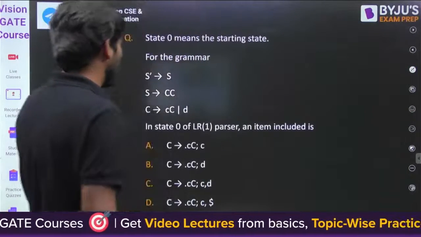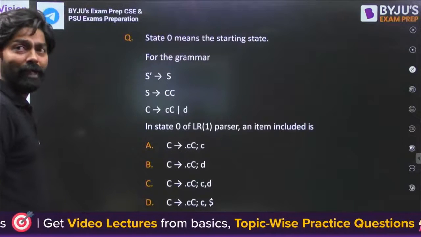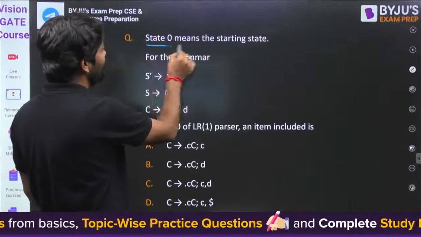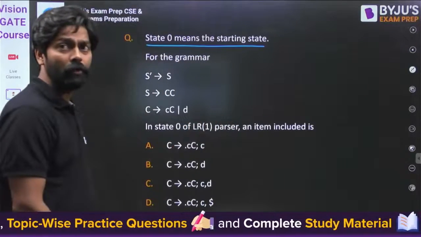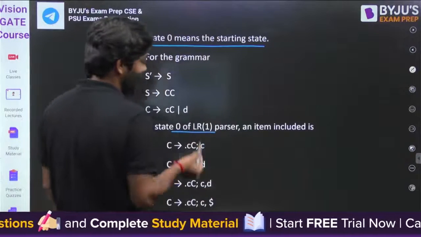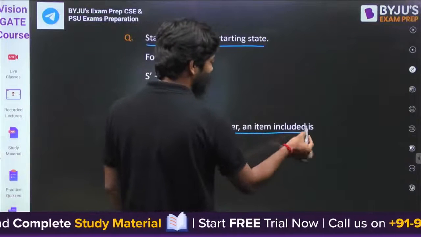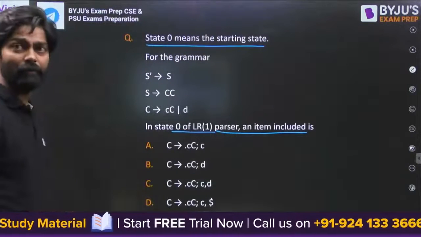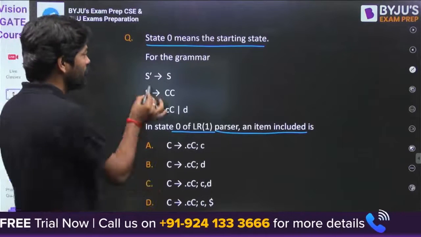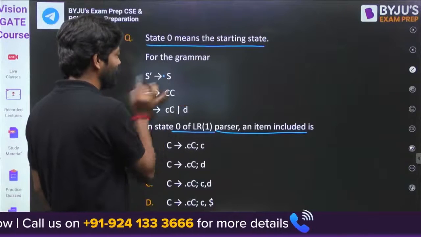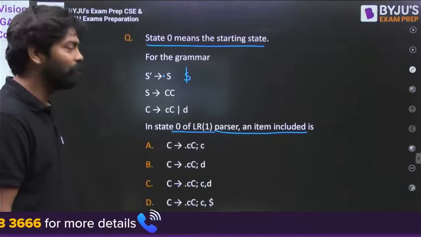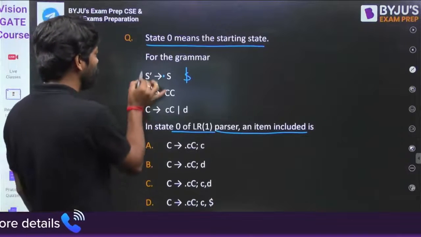Now, see, they might ask such a type of question in GATE. I think for the last 2 years they have asked such questions. State 0 means the starting state, I naught, they are talking about. For this grammar, in state 0 of the LR1 parser, which items are included? I think everyone knows how to find I naught. Let me write here. S dash goes to dot S. First make the LR0 item. Then dollar will be there as a lookahead symbol at the very starting state, because in the stack we have dollar. Now you find the closure of this one.